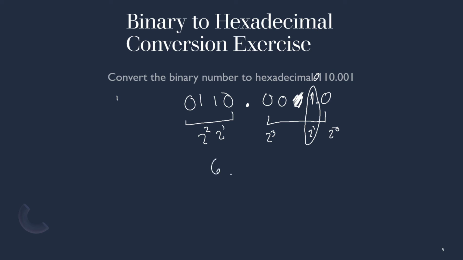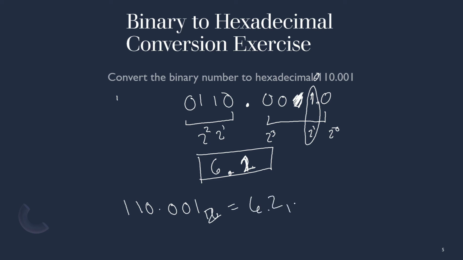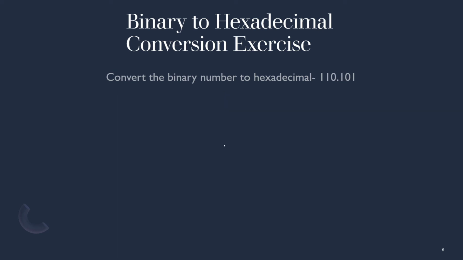It's going to be 6.1. 6.2. So 110.001 in base of 2 is 6.2 in hexadecimal format. Same thing, 110. We just tack on this extra 0 right there. 101. We tack on this extra 0.